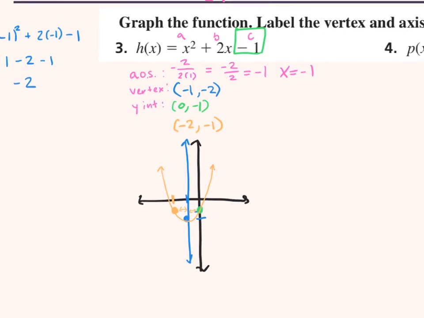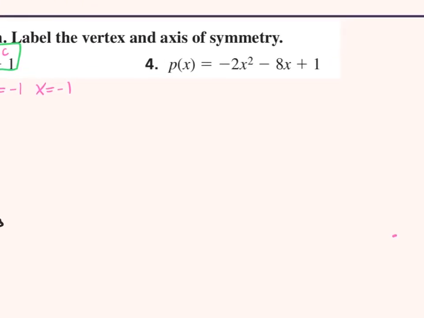All right, let's look at number 4. So we need our axis of symmetry, our vertex, and our y-intercept. What formula do we need to find our axis of symmetry?